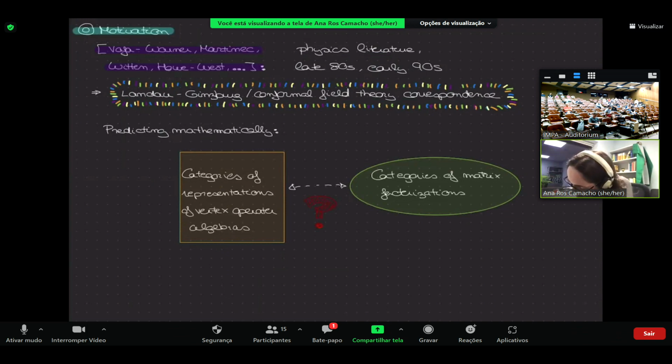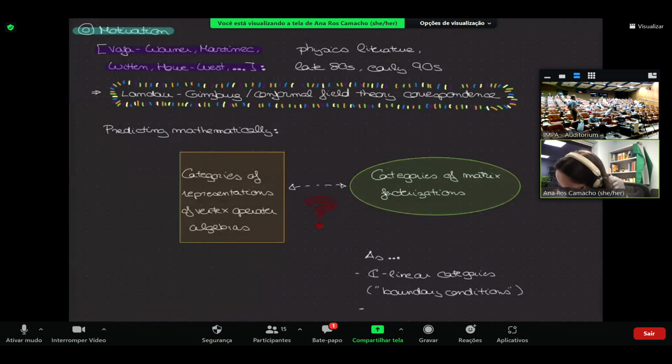And we want to compare these two kinds of categories at two levels. We want to compare them as C-linear categories, which corresponds to what physically is boundary conditions. And also, I would like to introduce a tensor product, if possible. So I would like to compare these two as tensor categories. Physically speaking, I will be comparing the defects.